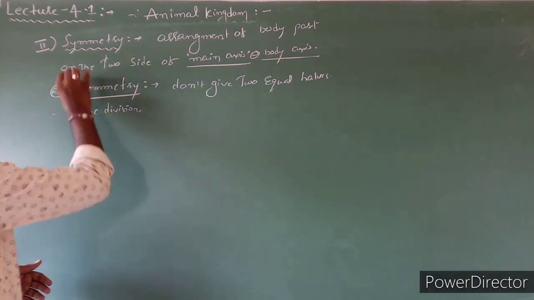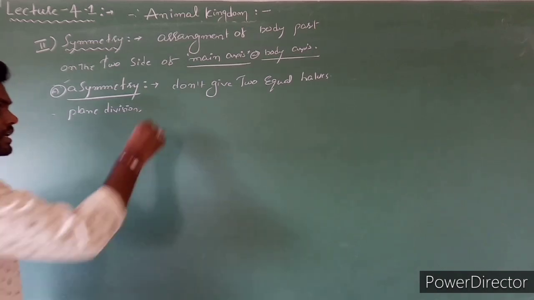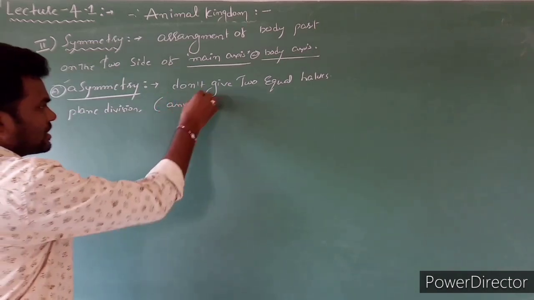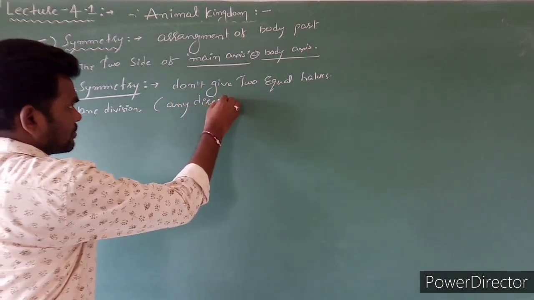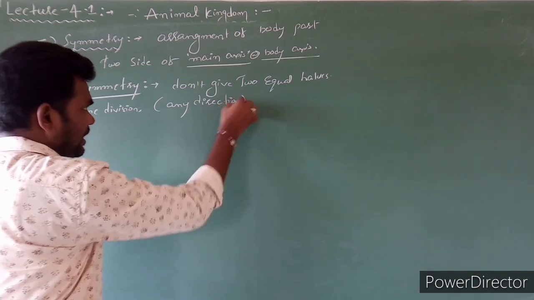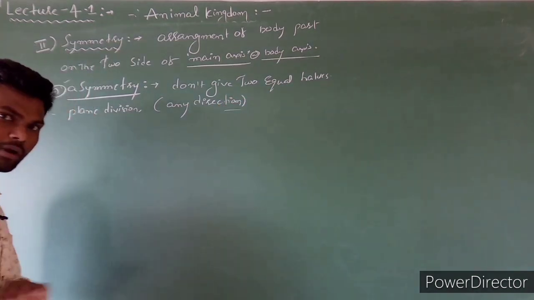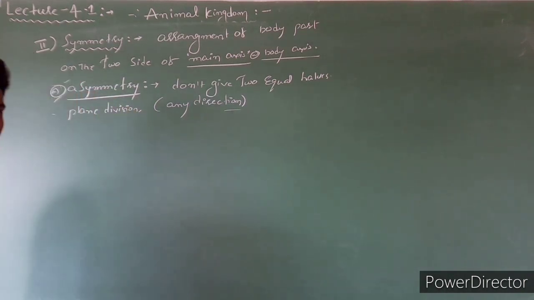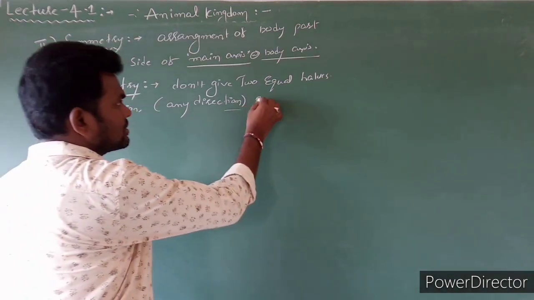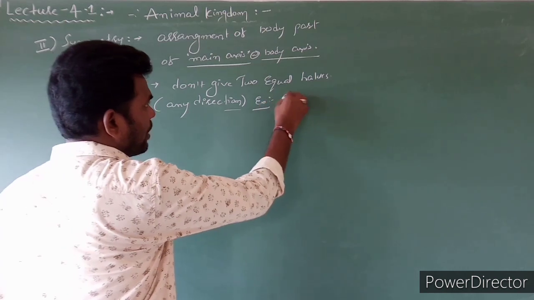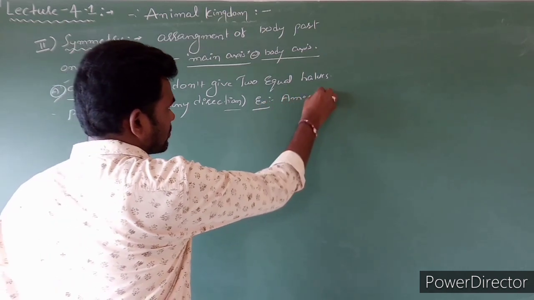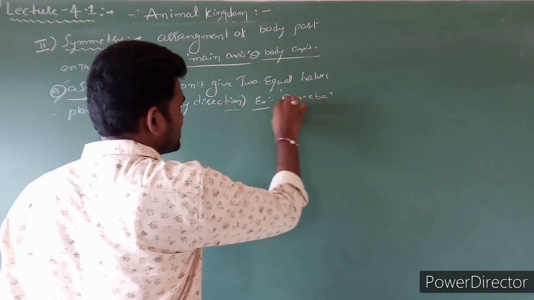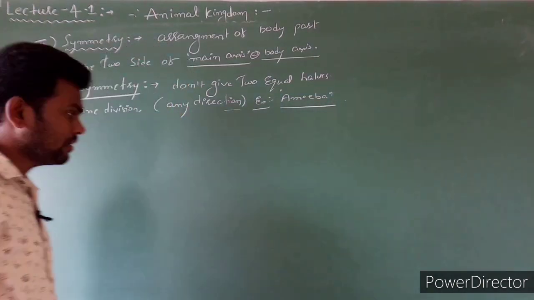So such is called what? Asymmetry. You can cut in any direction, and it should not give two equal halves. Such is called asymmetry. An example is amoeba. Clear?